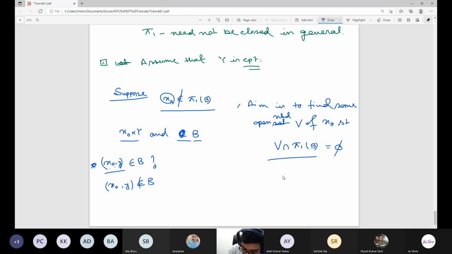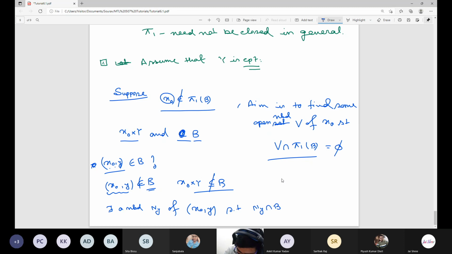In fact, this space x0 cross Y is not a subset of B, right? So since for each y, (x0, y) is not in B and B is a closed set, what can you say? There exists a neighborhood, say Ny, of (x0, y) such that Ny intersection B is empty, right? Fine.